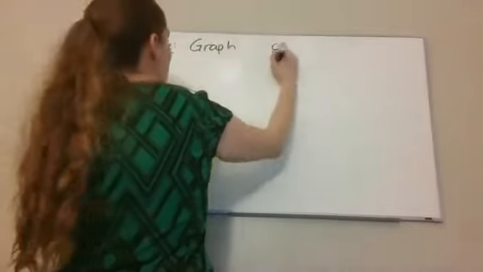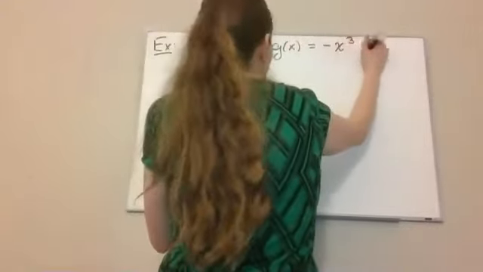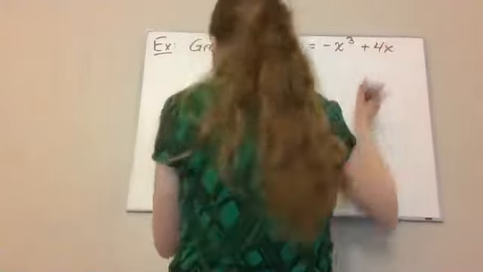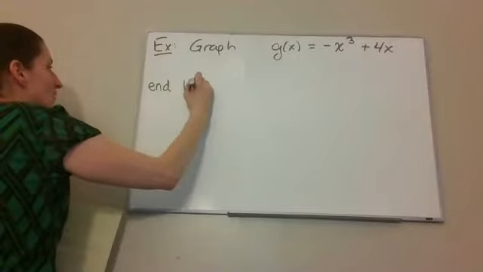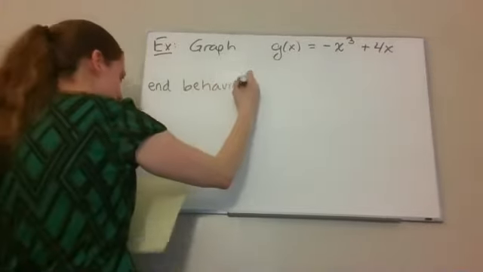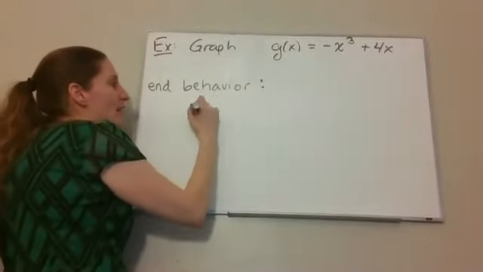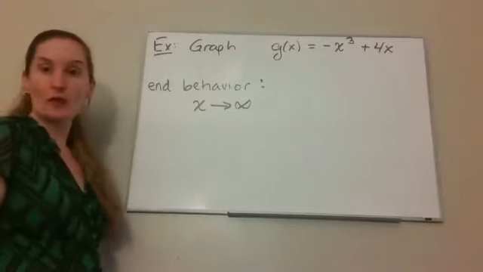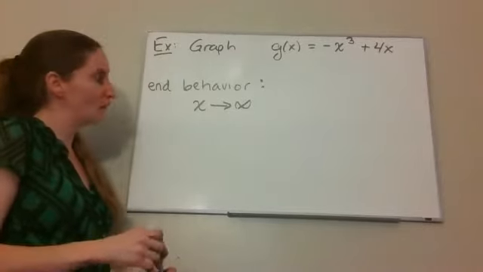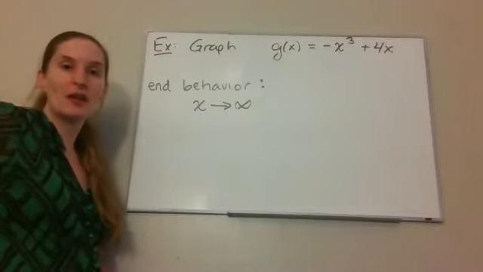Let's graph g of x equals negative x to the third plus 4x. And let's start with the end behavior. What happens as x approaches infinity? Well, remember, as x approaches infinity, we have to look at what happens to the leading term of our polynomial.